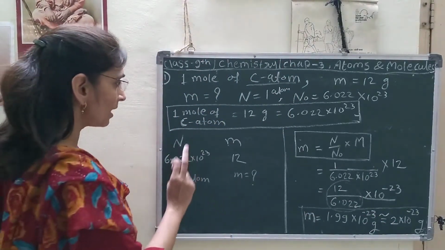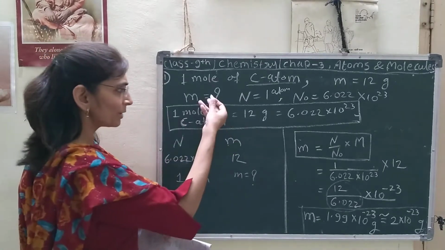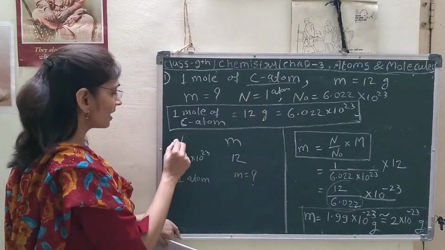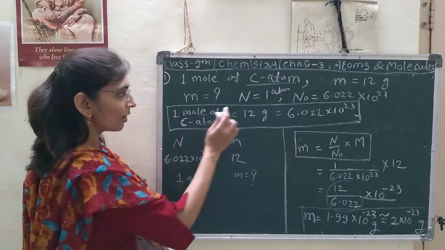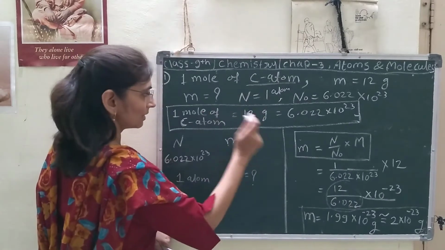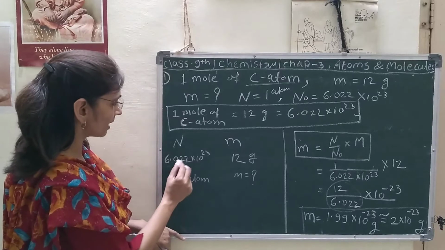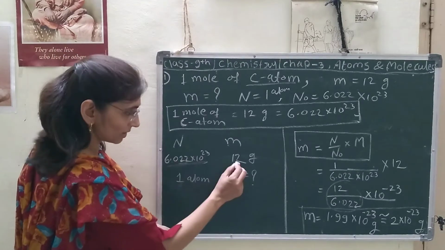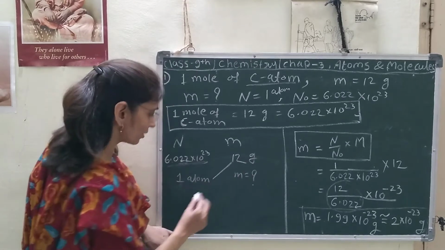So by the unitary method we can also solve this. What we have to calculate? M, it is on this side. What is given here? Number of particles, it is on this side. So for 1 mole, the number of particles is Avogadro's number, and the mass for 1 mole is 12 gram. Then for 1 atom, how much mass, that we have to calculate.